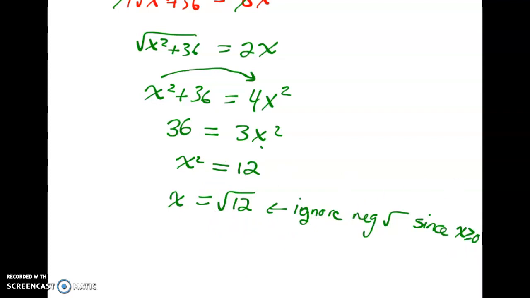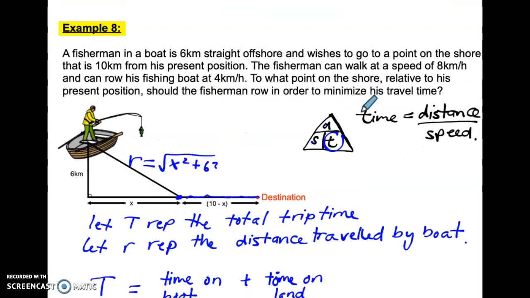So we now know what x is, and if we remember back up on the top here, the actual question they're asking us is, to what point on the shore relative to his current position should the fisherman row in order to minimize his travel time? So we actually found x, which is what we were looking for, so we're done the question. We don't need to find anything else. Okay, sometimes the question might say, how far should he row in his boat? How far should he walk on land? In that case, then you would need to find the r, and you would have had to find the 10 minus x. But this time, they're not asking us for that.